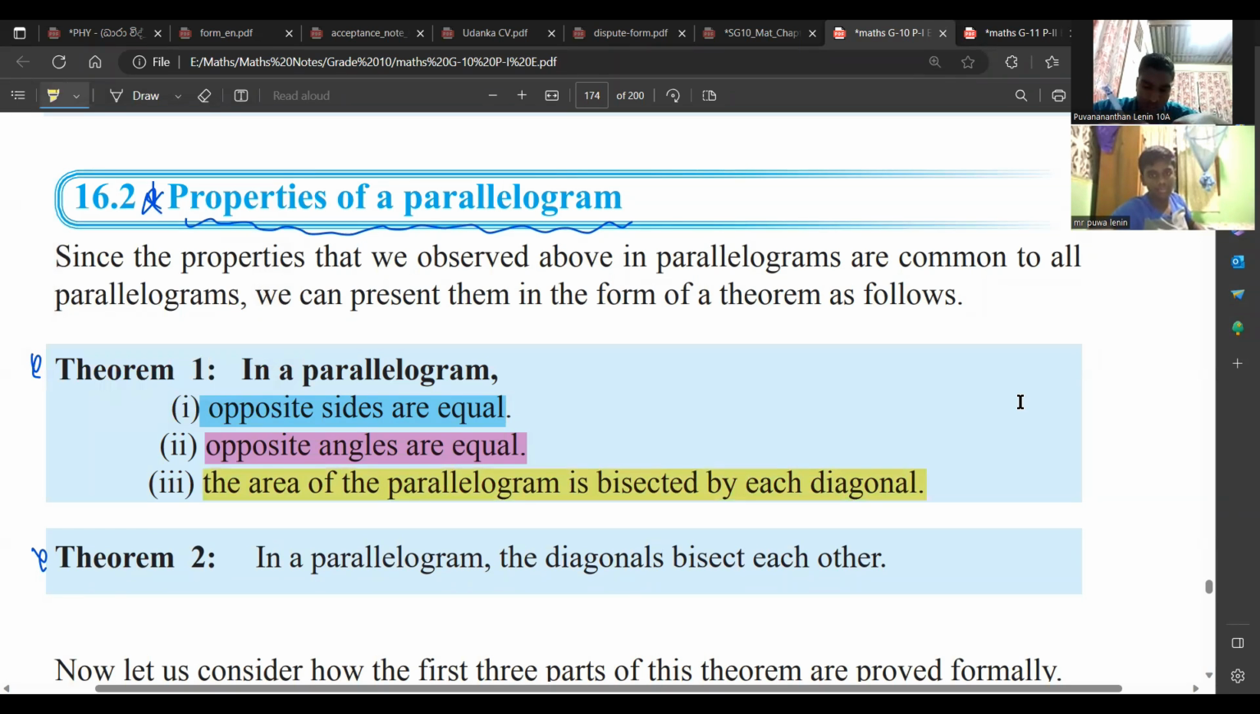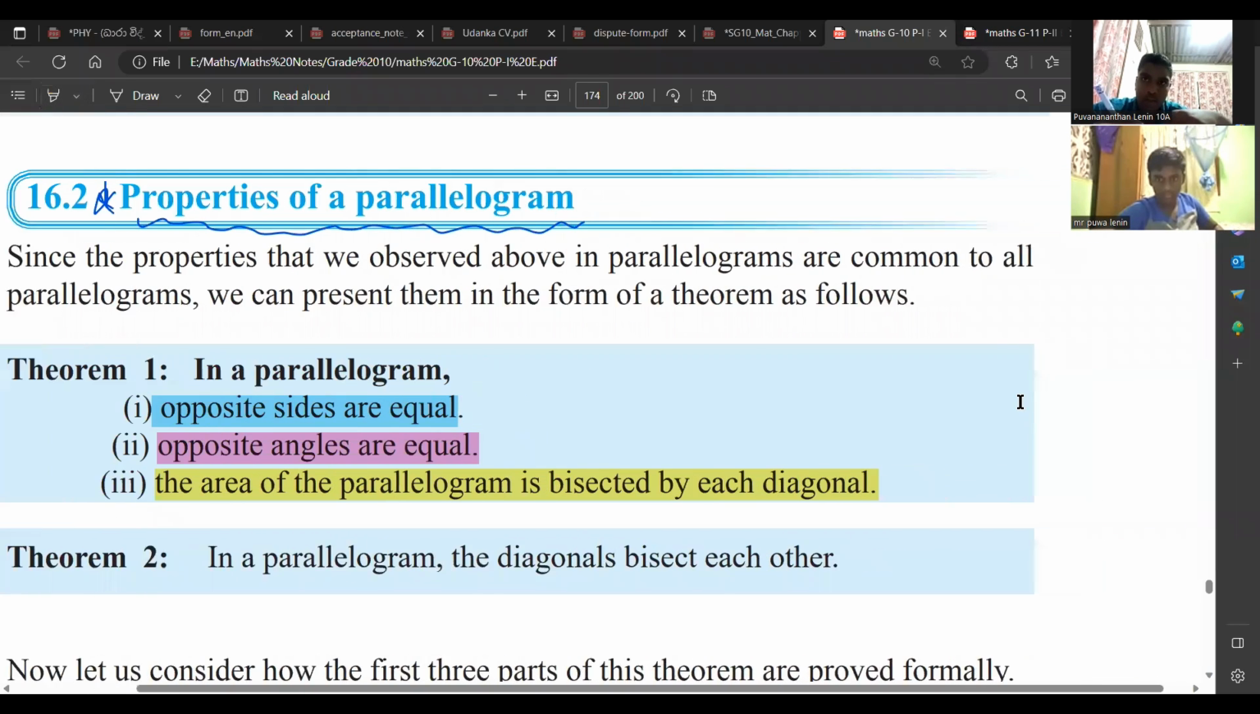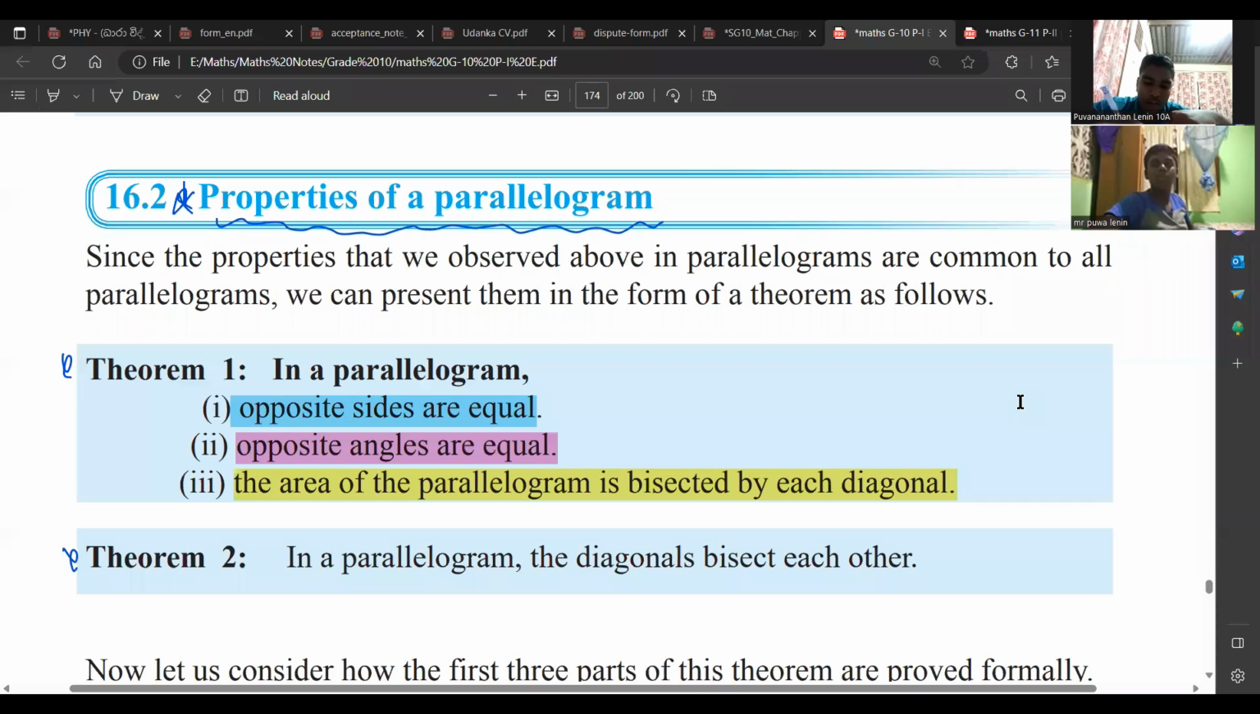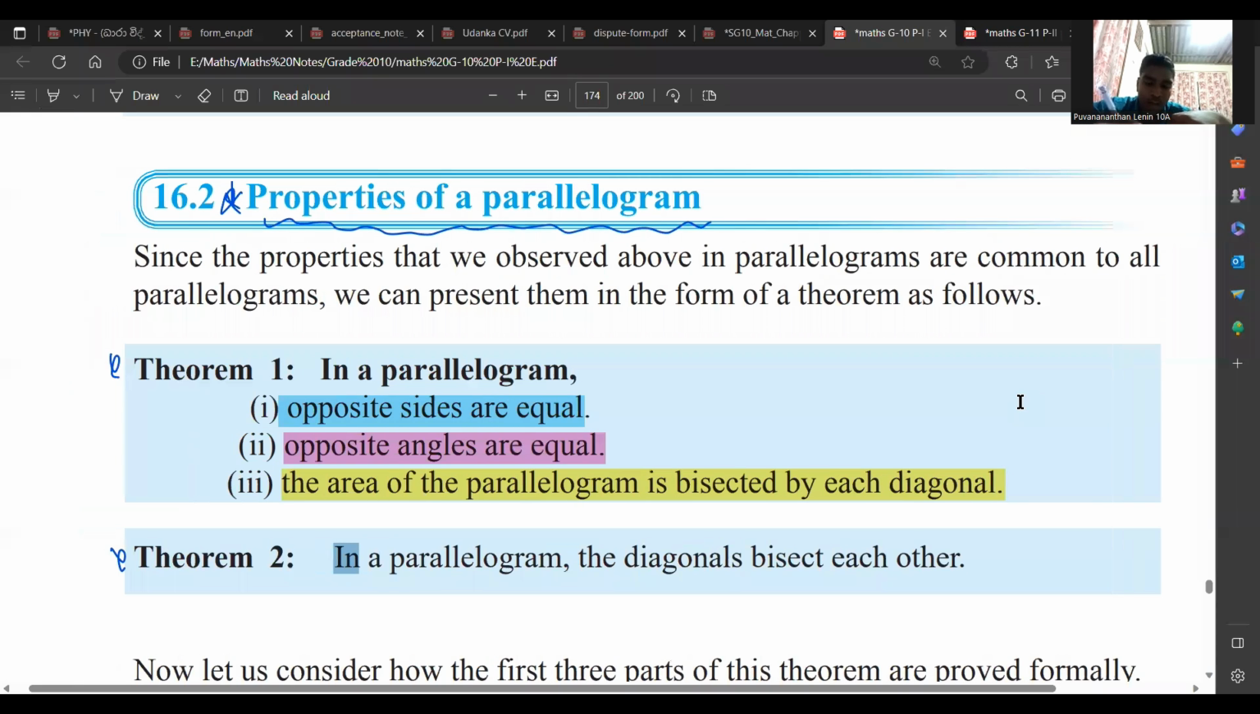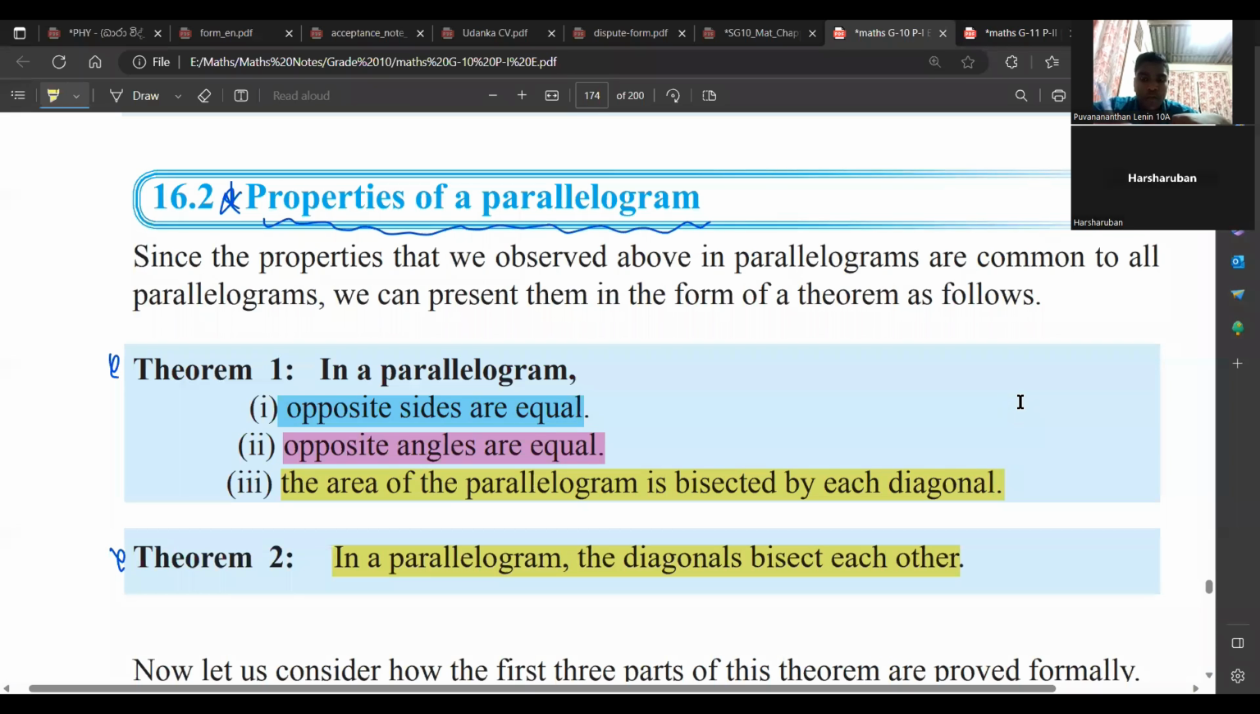So, as a theorem again, it is mentioned again. In the parallelogram, what should happen? In the parallelogram, look here. In the parallelogram, you can write the diagonals bisect each other. The diagonal can divide into two parts, equal parts. Okay. It should bisect each other.